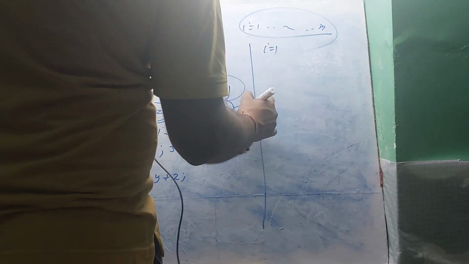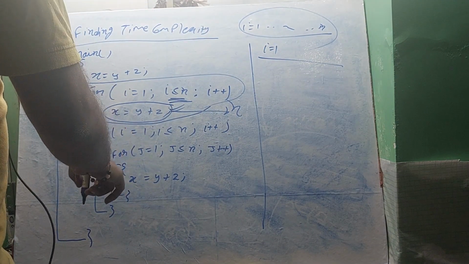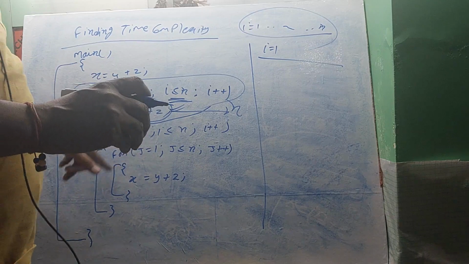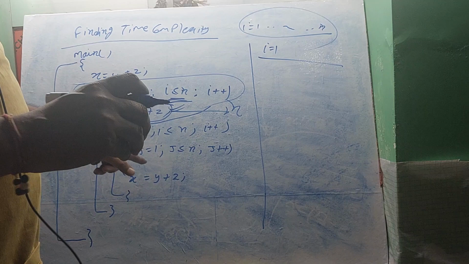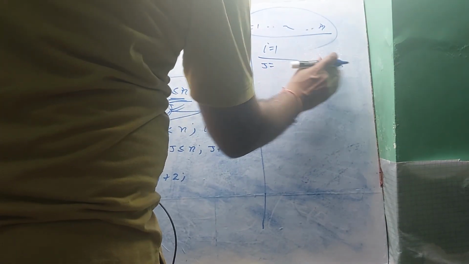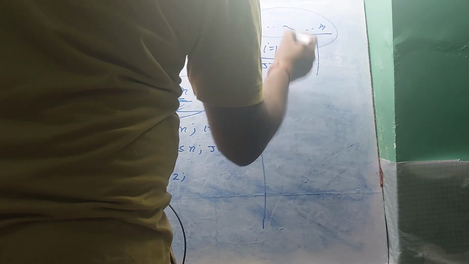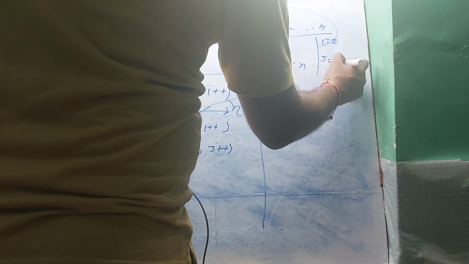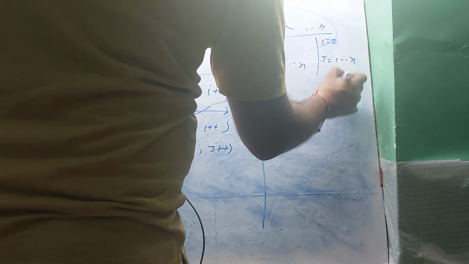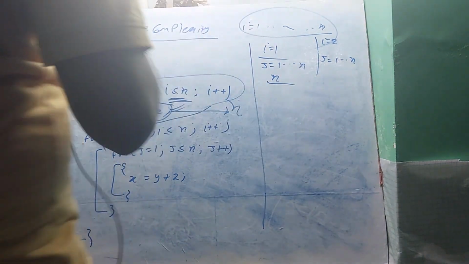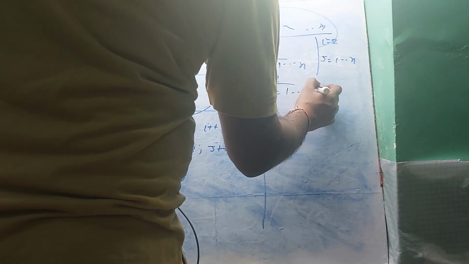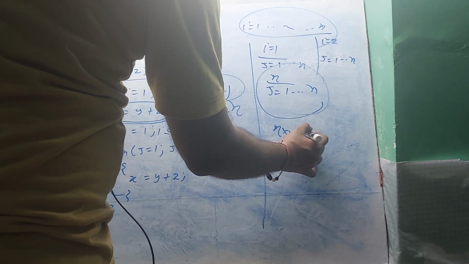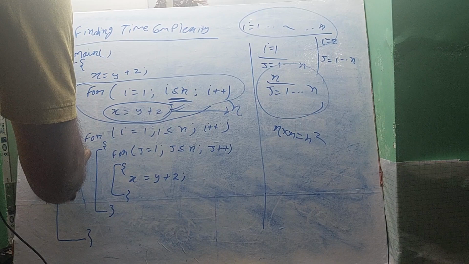First, for i equal to 1, we enter this loop, and for i equal to 1 this loop will execute from j equal to 1 to n. For i equal to 2, again j starts from 1 and executes till n. In the same way for n, j will execute from 1 to n. Overall its time complexity will be n into n, that is n square. So its time complexity will be n square.